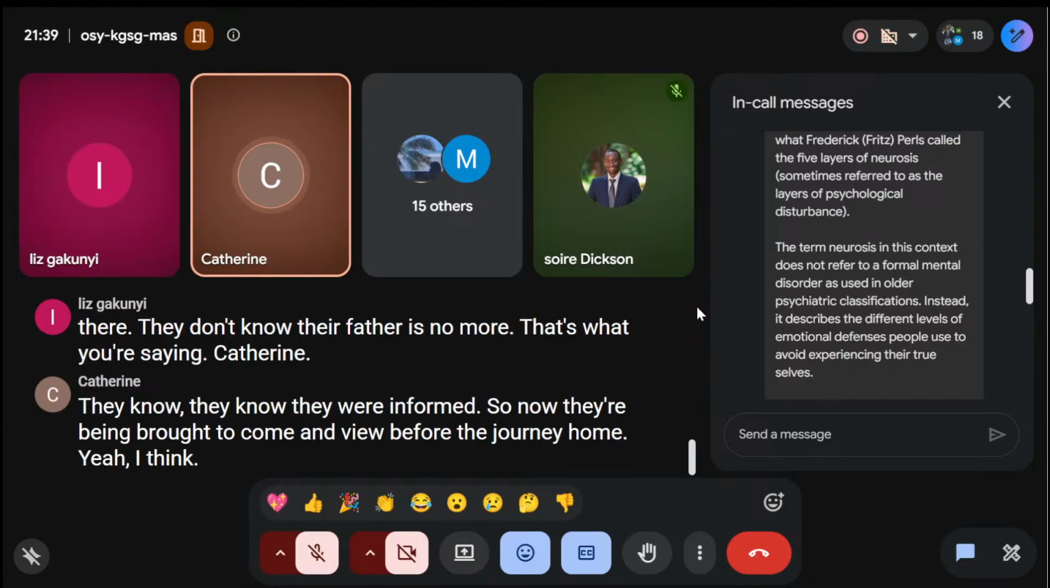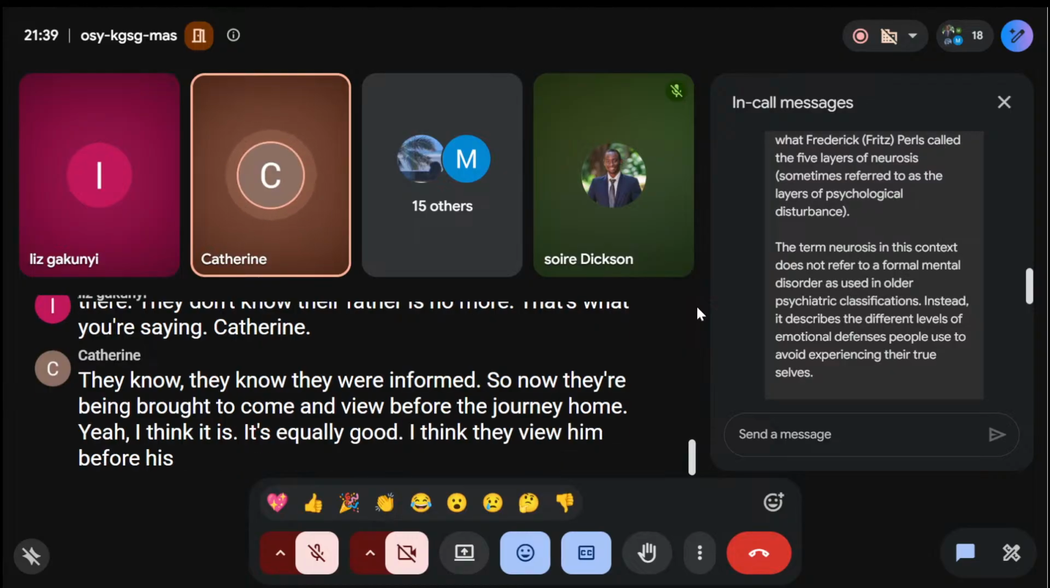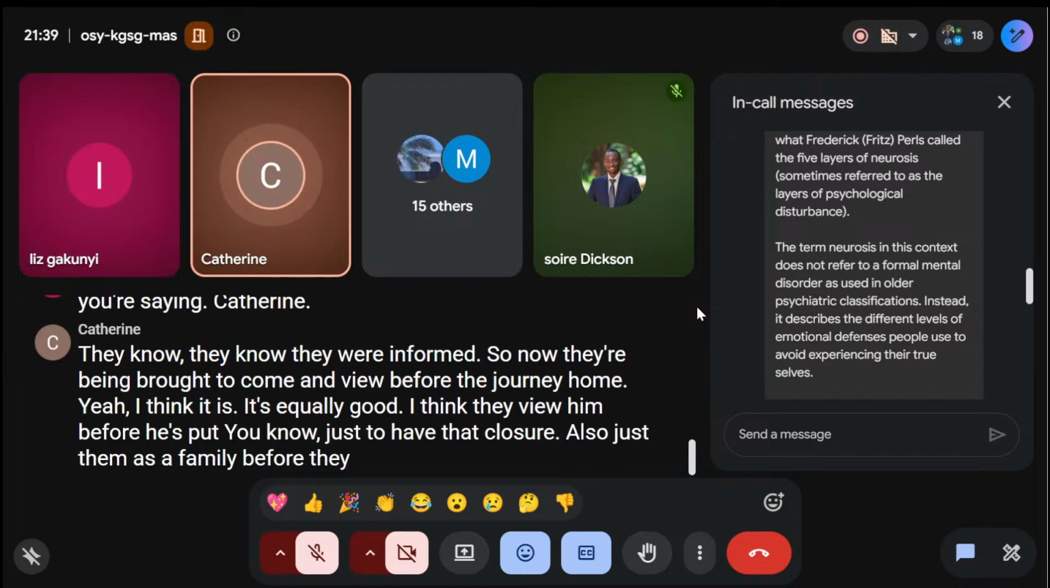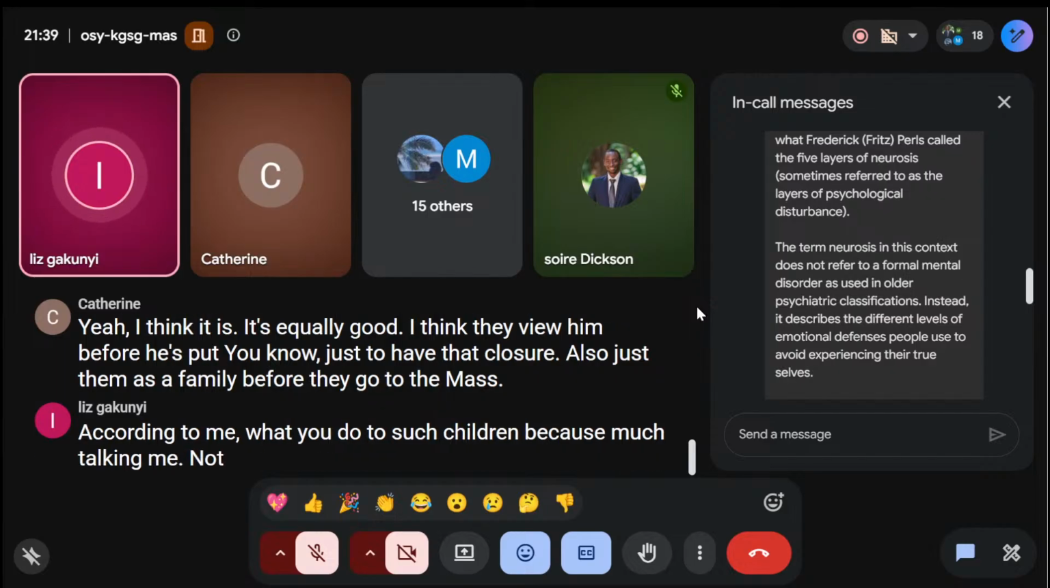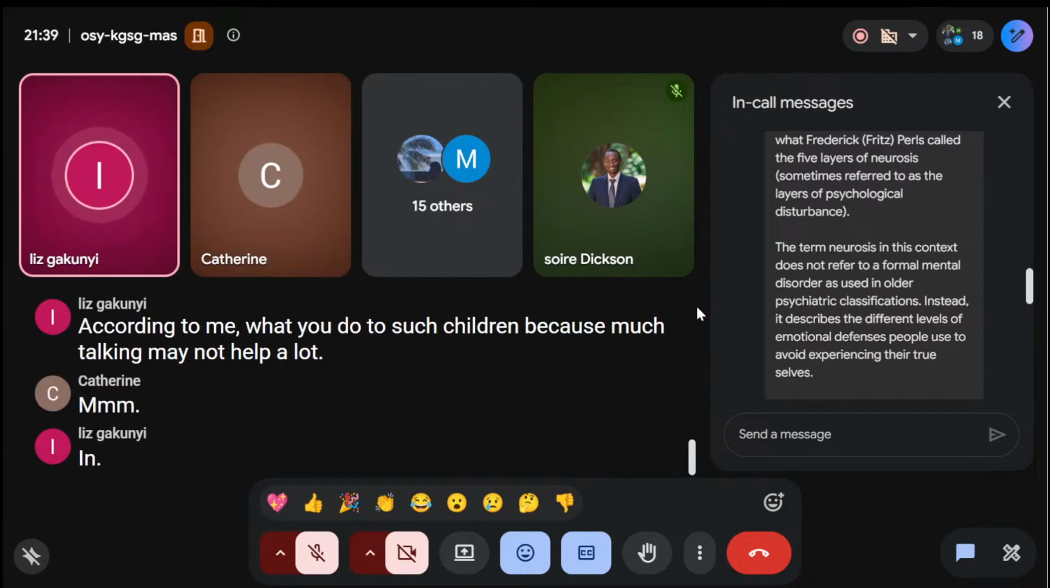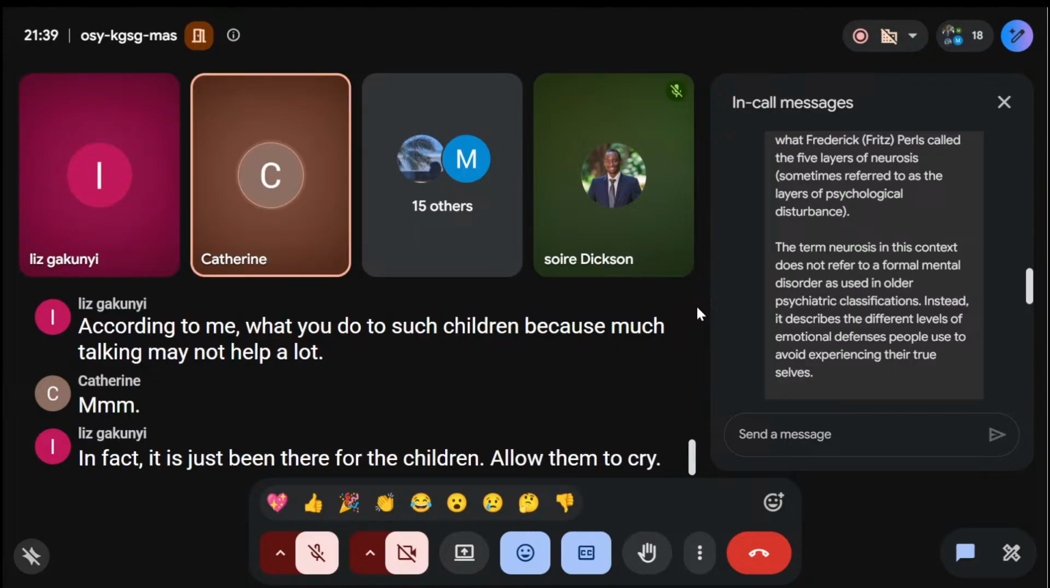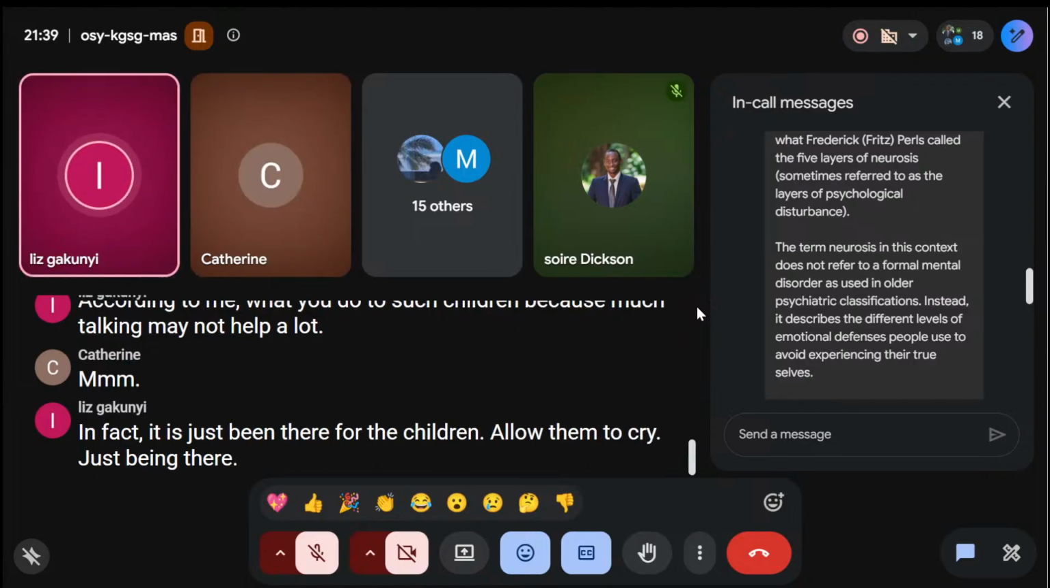Yeah, I think it's equally good. I think they view him before he's put to rest, just to have that closure also, just them as a family before they go to the mass. According to me, what you do with such children, because much talking may not help a lot, is just being there for the children, allow them to cry, just being there with them.